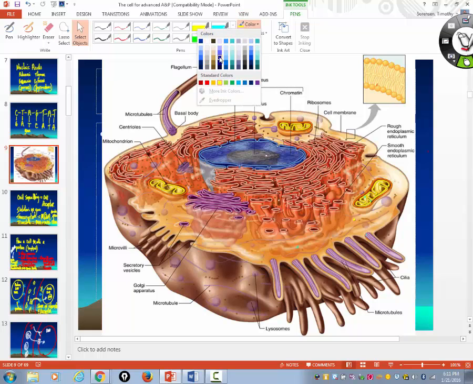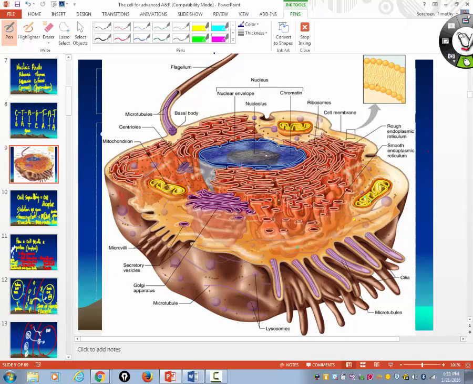Here we go. Watch. Ladies and gentlemen, this is a composite cell. If you printed this out, this cell is identical to the one that you have, except mine is in color. And the reason mine is in color and yours is in black and white is because I'm better than you.